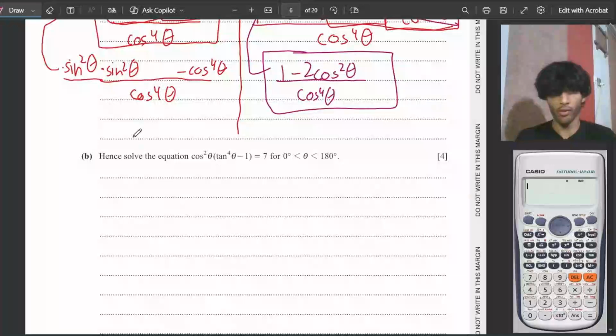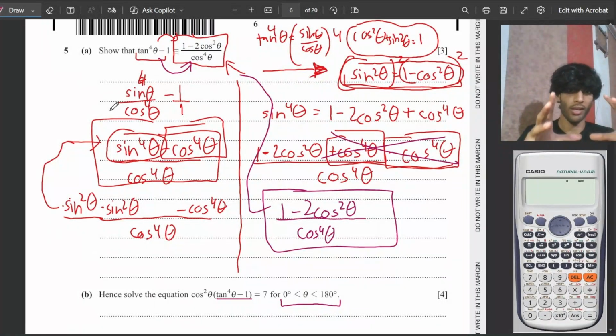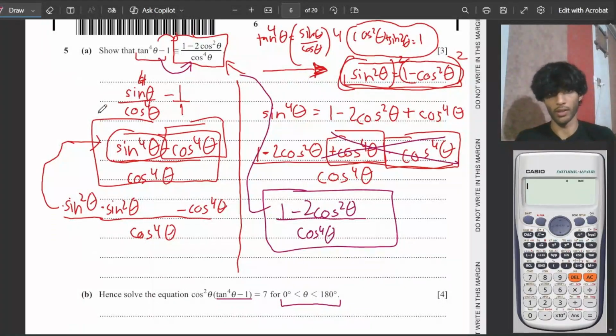Part B says, hence, solve the equation this equals 7, and then theta can have values between 0 all the way to 180 degrees. Notice this part. This is the exact part they make you convert to this other stuff. Now, they don't make you do that for nothing. Again, when they make you do something in part A, and then part B has that exact same thing, what you're supposed to do is take that thing that you turned it into and use that thing, not the original one. They're making you do these conversions for a reason.